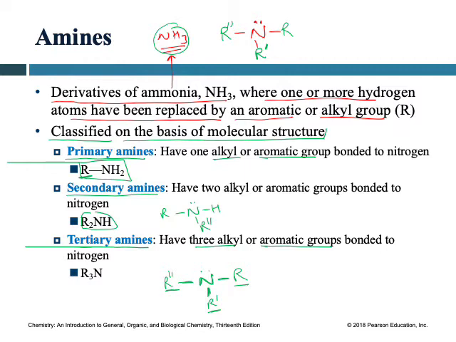So make sure you know how to differentiate between primary, secondary and tertiary amines. It's almost the same as primary, secondary and tertiary alcohols, how to differentiate between the structures of alcohols, which we already discussed in the alcohol chapter. Similarly for amines, it depends on how many carbon or alkyl bonds are attached directly to the nitrogen atom.